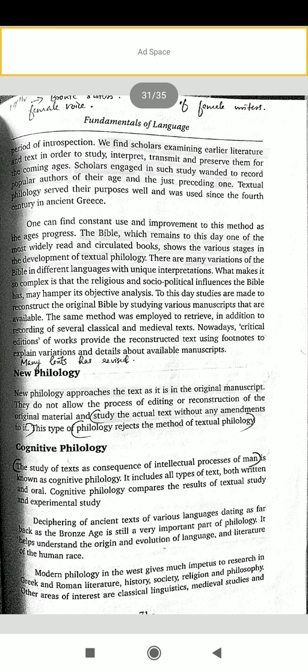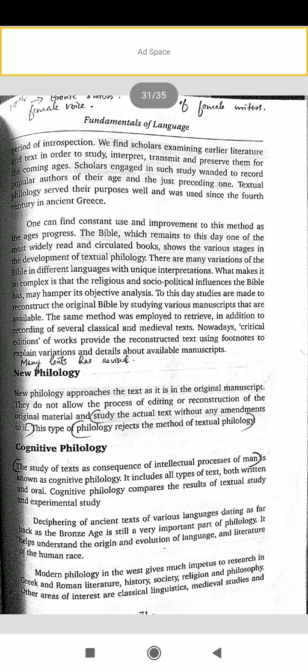Suppose I am writing a critical analysis of Wordsworth's poems, and I publish the book, and you are examining my book for the study of Wordsworth's poems. In that case, you are analyzing my textbook. My textbook is the intellectual process of myself. So that is cognitive philology.